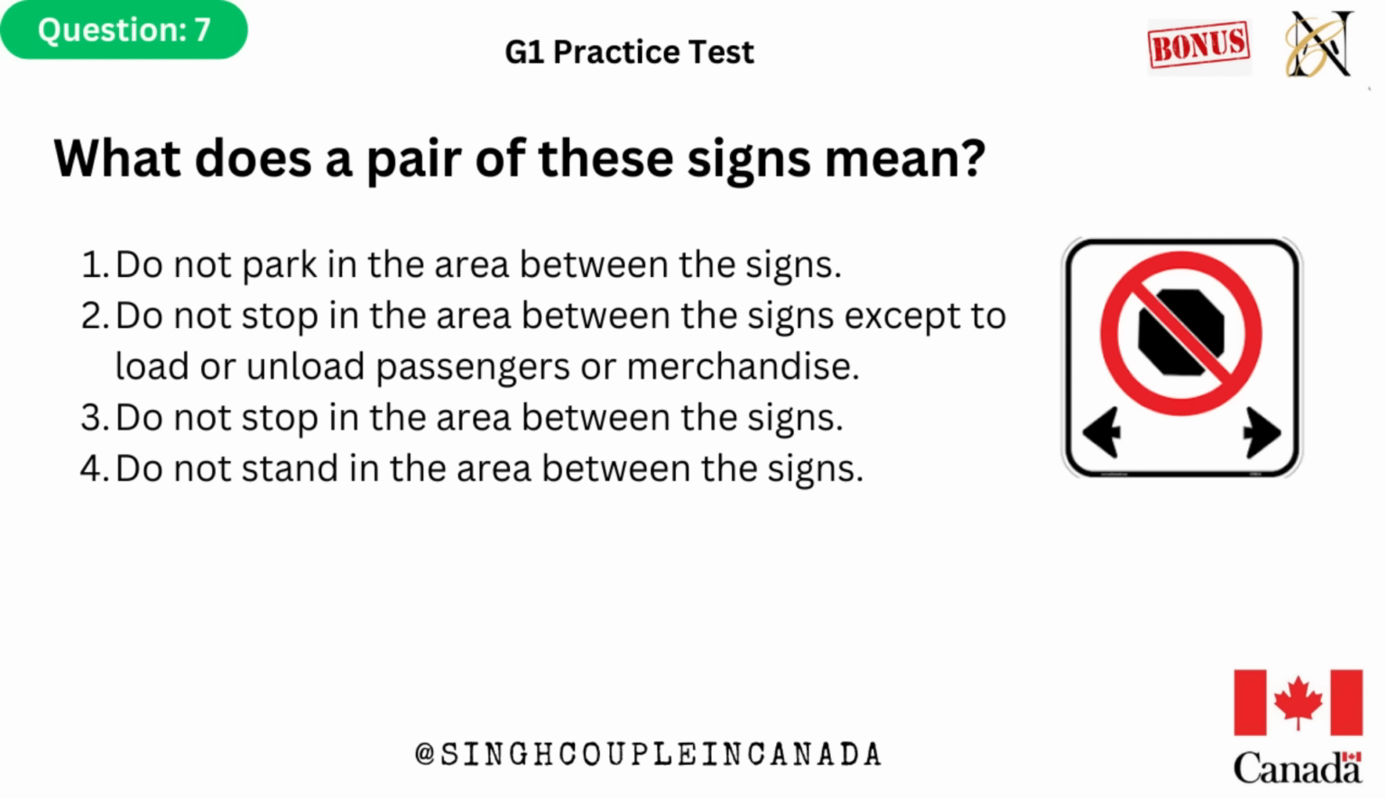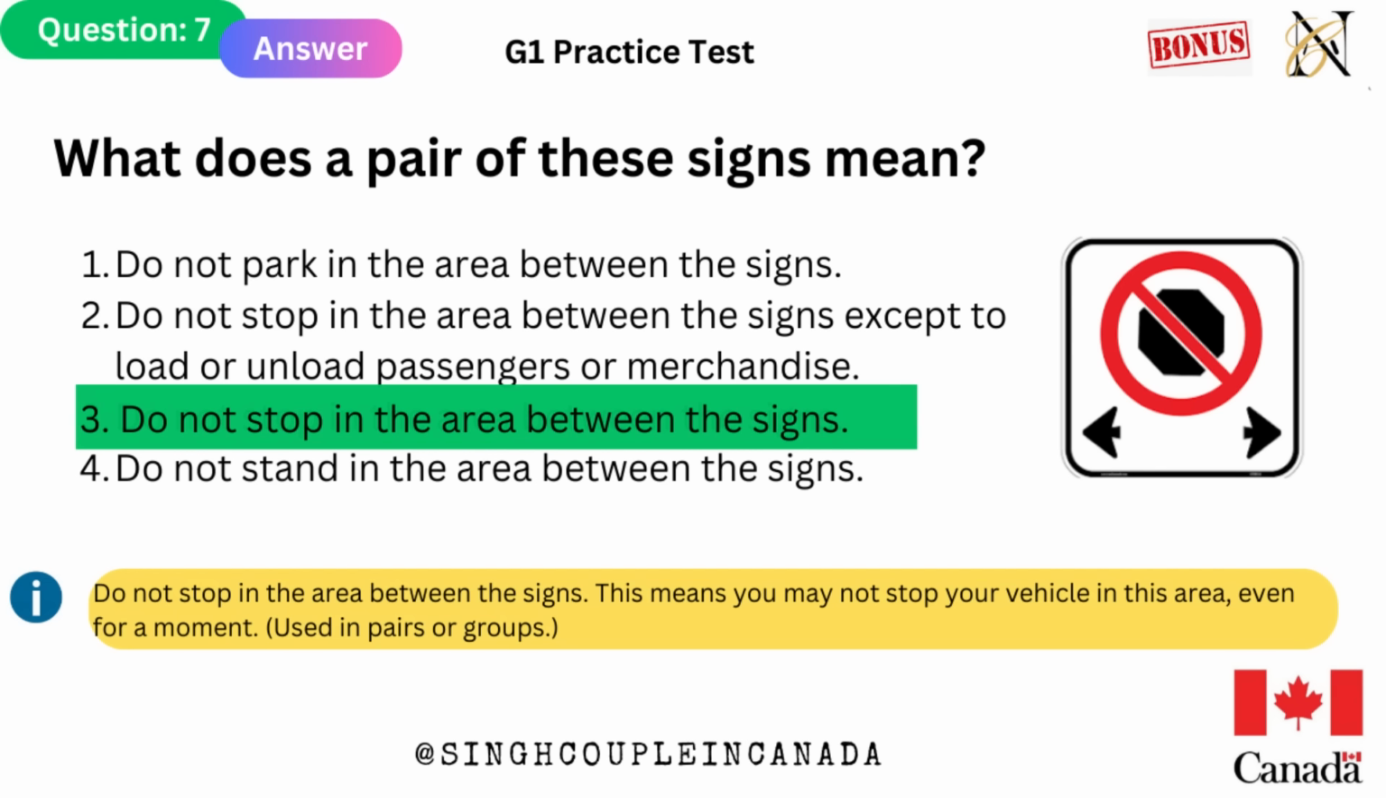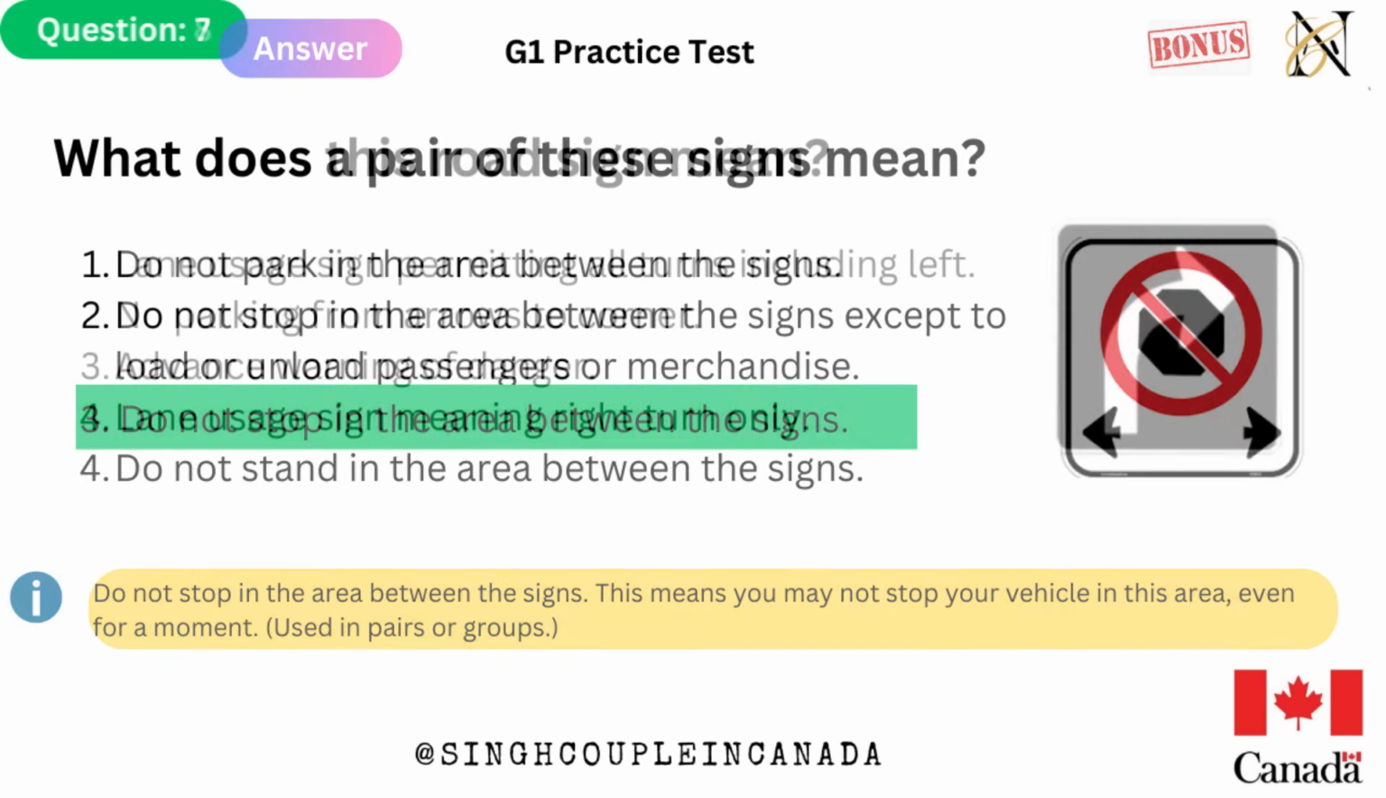What does a pair of these signs mean? 1. Do not park in the area between the signs. 2. Do not stop in the area between the signs except to load or unload passengers or merchandise. 3. Do not stop in the area between the signs. 4. Do not stand in the area between the signs. The answer is 3. Do not stop in the area between the signs. This means you may not stop your vehicle in this area, even for a moment. Used in pairs or groups.